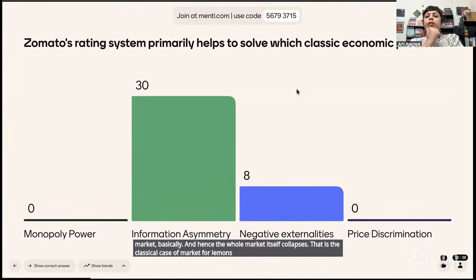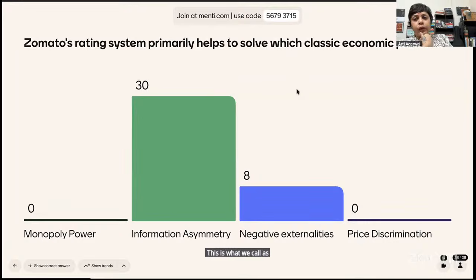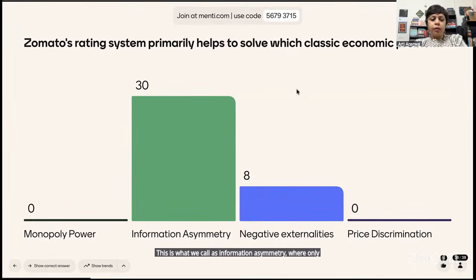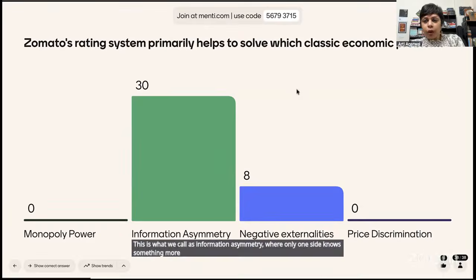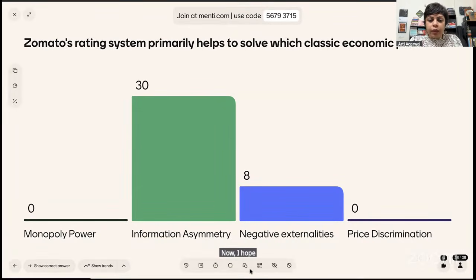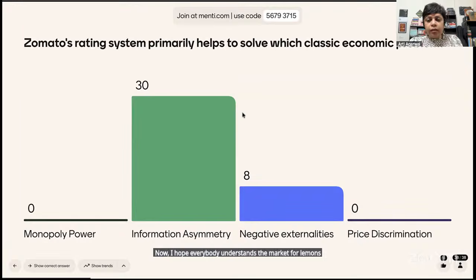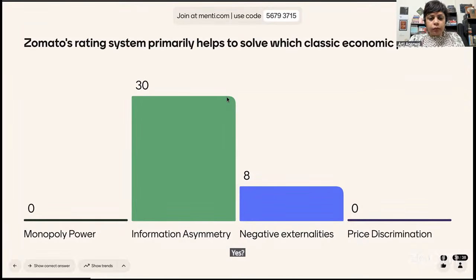This is what we call information asymmetry, where only one side knows something more about the product or service, and the other side doesn't. And usually it's the seller which knows more. Now, I hope everybody understands the market for lemons. Yes? Please show of hands, give a thumbs up or something if you understand it.